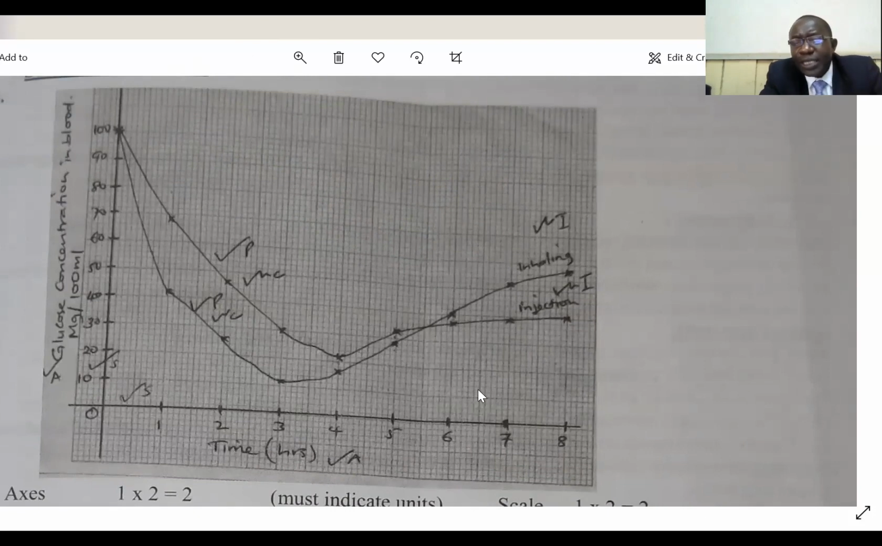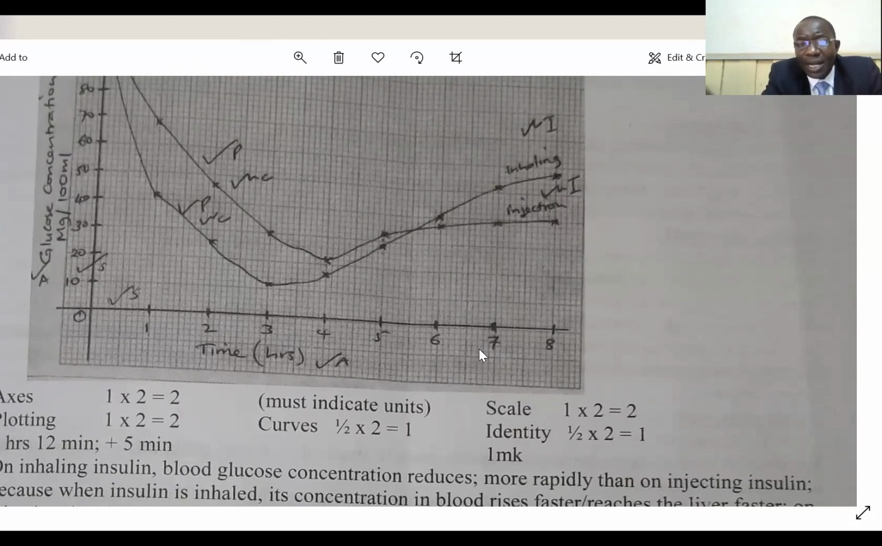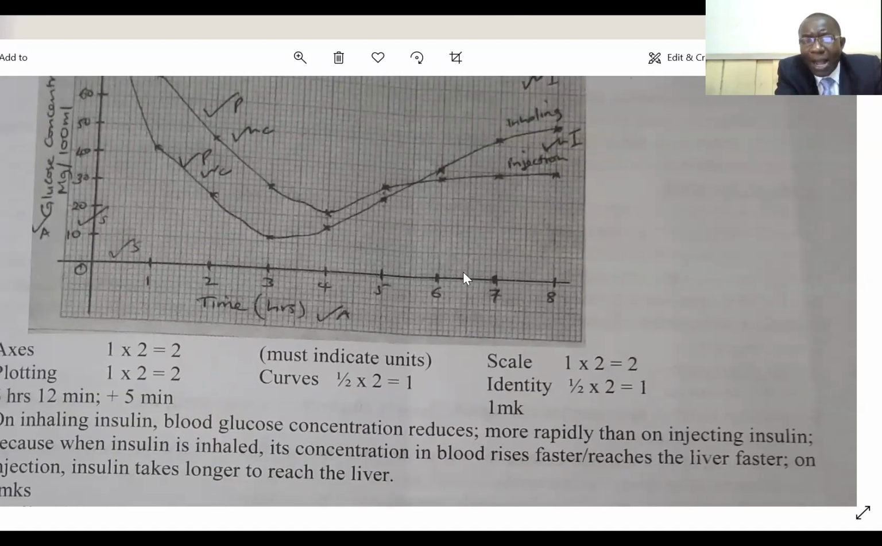Then we are coming to scale. How many scales do we have? We have horizontal scale and vertical scale. As you can see, horizontal scale is all about time. Vertical scale is all about concentration of glucose. And you can see 1 times 2. So horizontal scale has 1 mark. Vertical scale has another mark. And then that amounts to 2 marks.